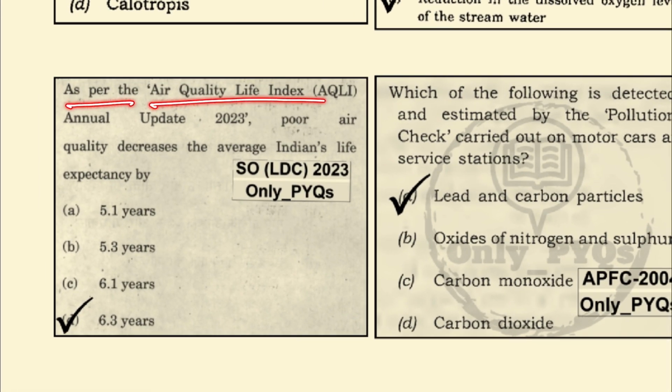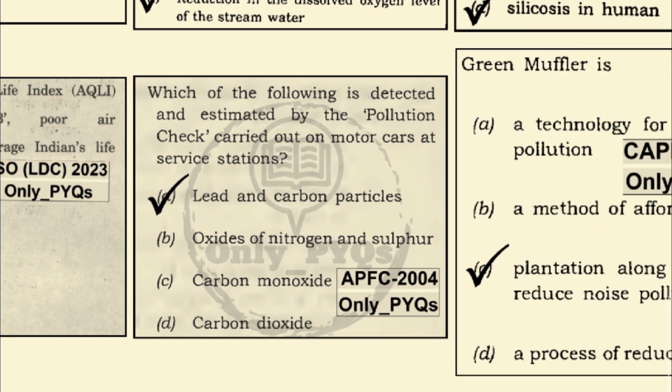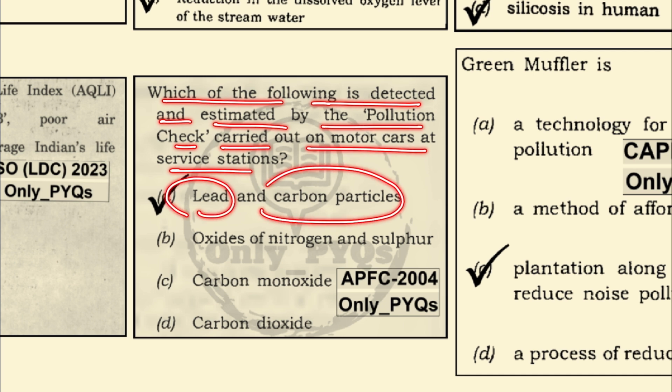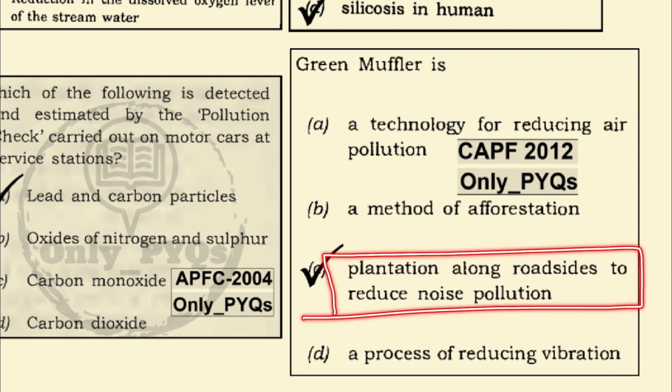As per the Air Quality Life Index Annual Update 2023, poor air quality decreases the average Indian life expectancy by 6.3 years. Which one of the following is detected and estimated by the pollution check carried out on motor cars at the service stations? It is the lead and the carbon particles. Green muffler is the plantation along the roadside to reduce noise pollution.